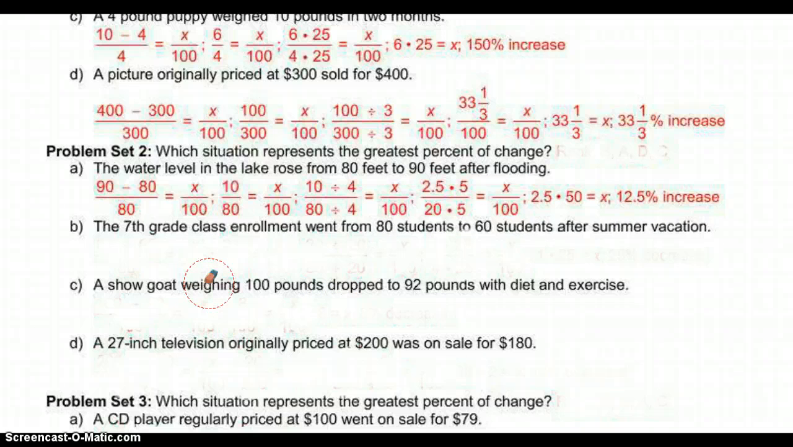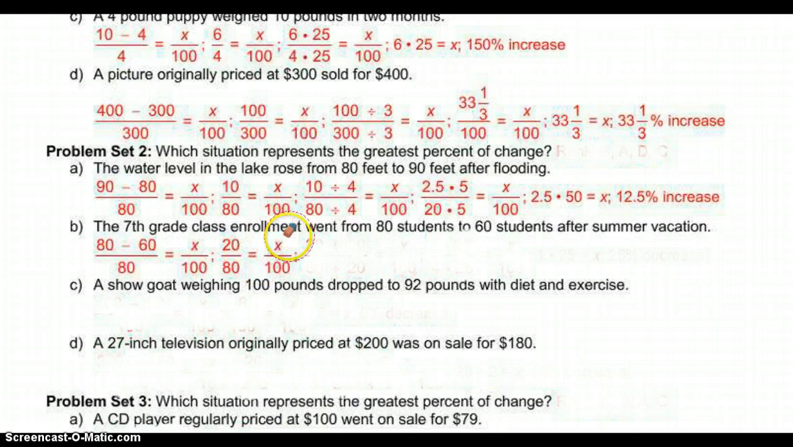B says, 7th grade class, enrollment went from 80 students to 60 students after the summer vacation. So again, we need to see the difference between 80 and 60, and we should get 20. So here's where we set our proportion up. 80 minus 60 over 80, which is our original, is equal to x over 100. And then, of course, what we do from here is we will get 20 over 80 is equal to x over 100.